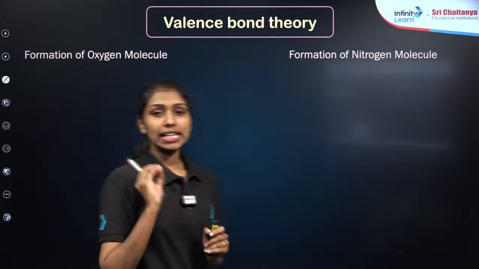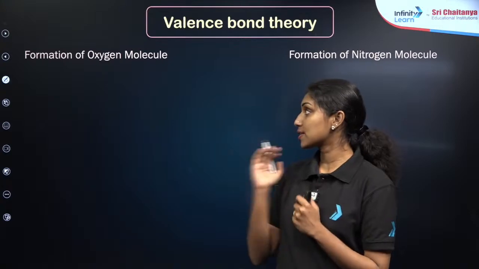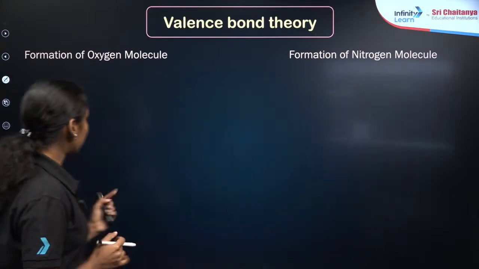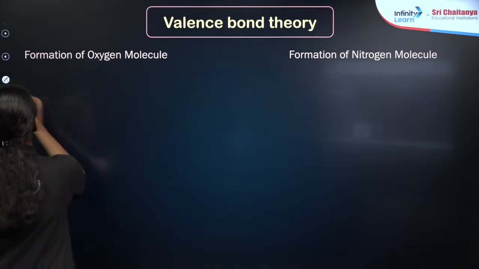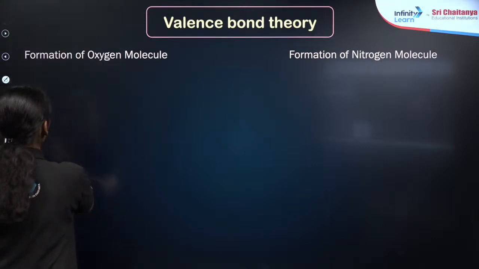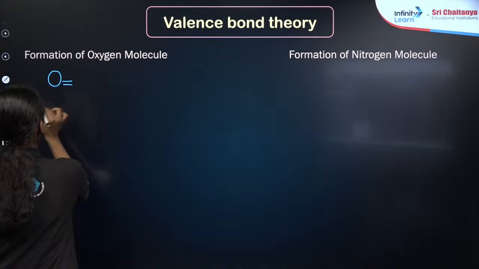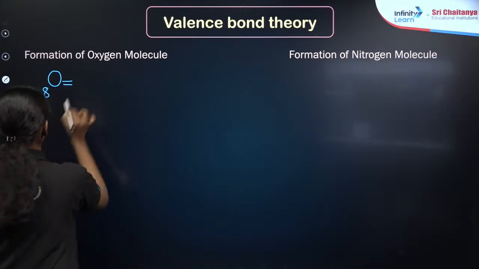Now, according to the valence bond theory, we will be discussing the structure of different molecules by using the overlapping concept, right? First, I am taking the example of the oxygen molecule. Now, just let me know what is the valence shell electronic configuration of oxygen.